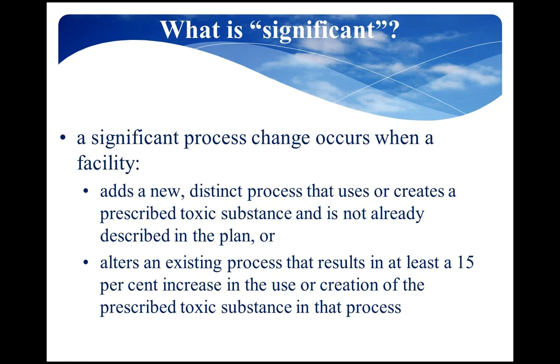So a significant process change occurs when a facility adds a new distinct process that uses or creates a prescribed toxic substance and is not already described in the plan, or if you alter an existing process that results in at least a 15% increase in the use or creation of the prescribed toxic substance. An increase in simple throughput or production of 15% within a process does not constitute a significant process change.